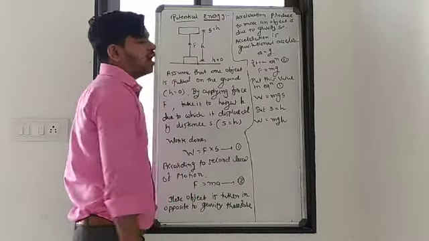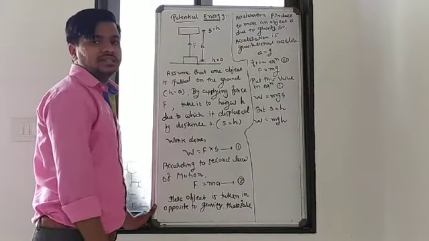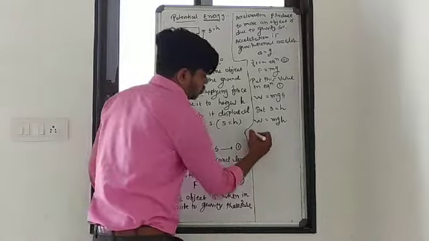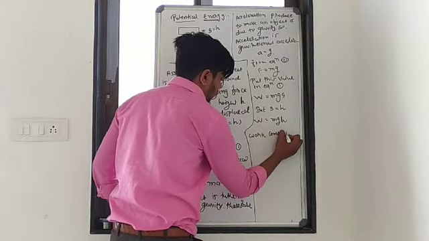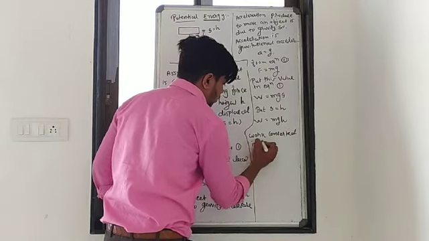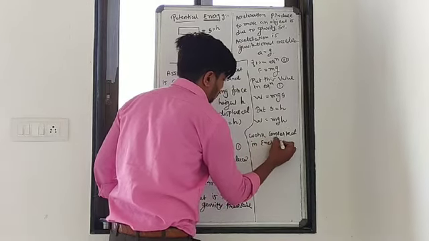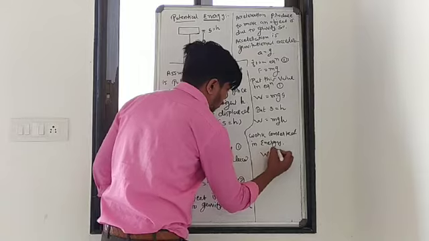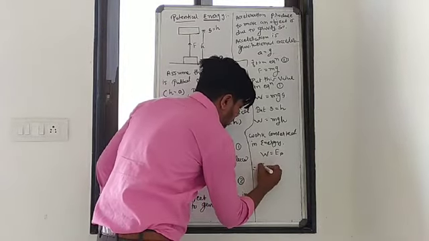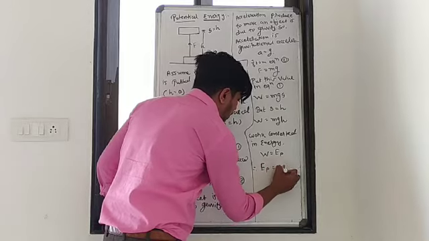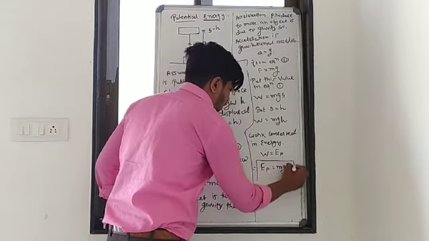Here the work done on an object is converted into energy. So work is converted into energy. So W is equal to EP, the potential energy. So EP is equal to mgh.